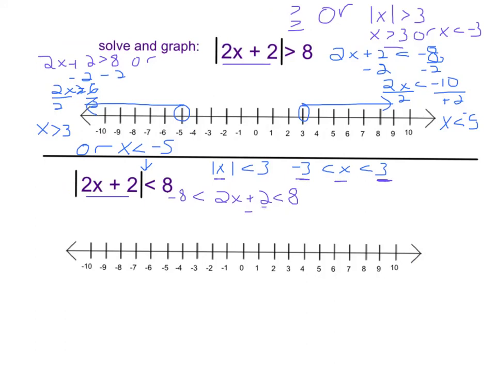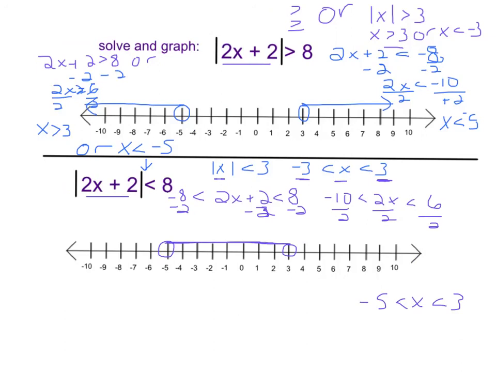And then we have to solve all three parts. So we're going to subtract 2 to get negative 10 is less than 2x is less than 6. Divide by 2. So negative 5 is less than x is less than 3. So now x is between them. So we're going to go to the negative 5, open circle, and the 3, open circle, but now it was an and, so it's in between. All right, and that is it for part 1 of solving absolute value inequalities.